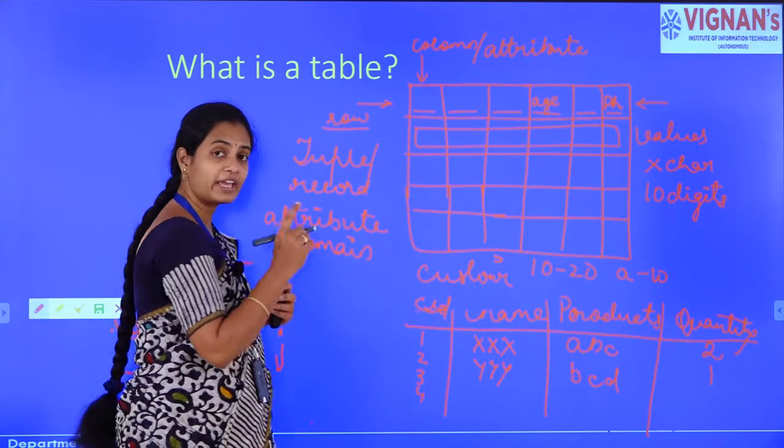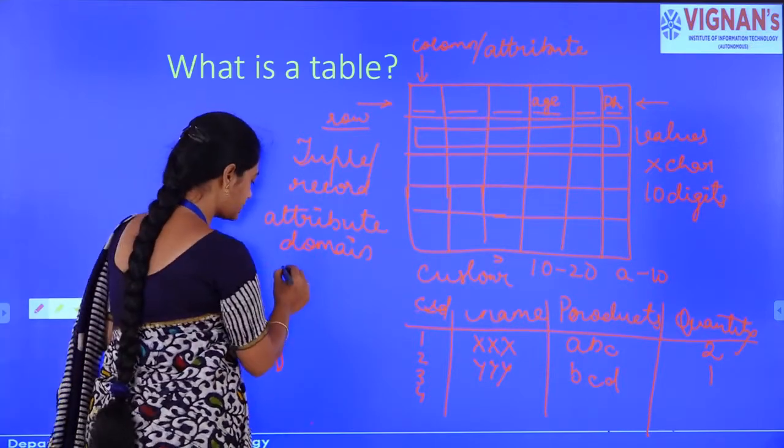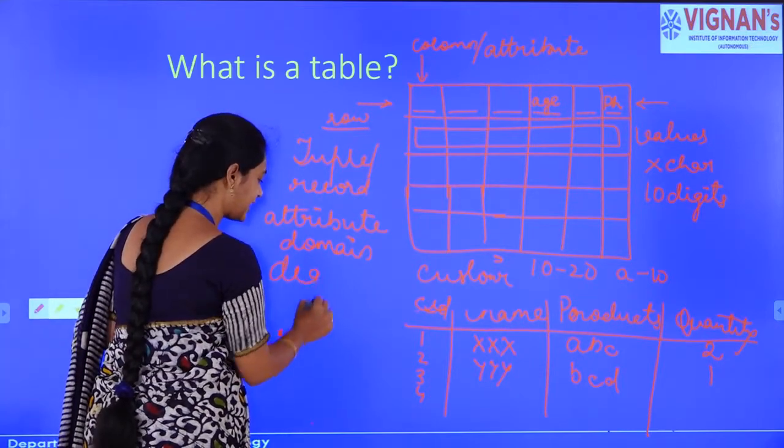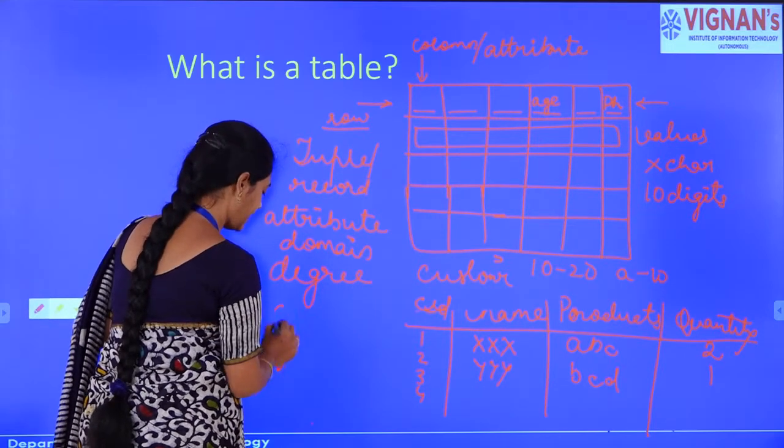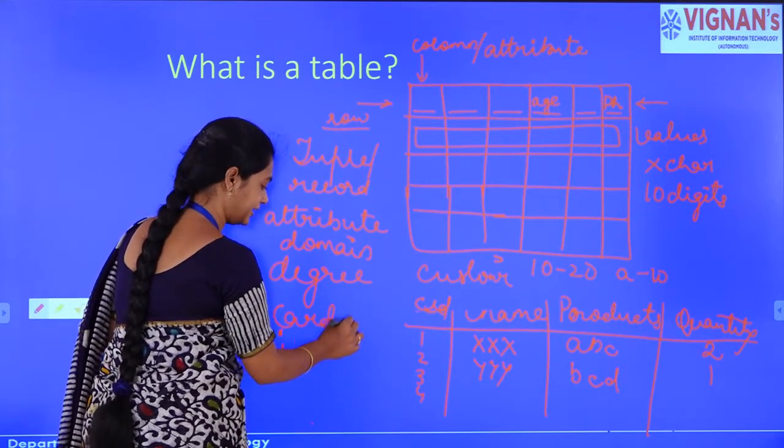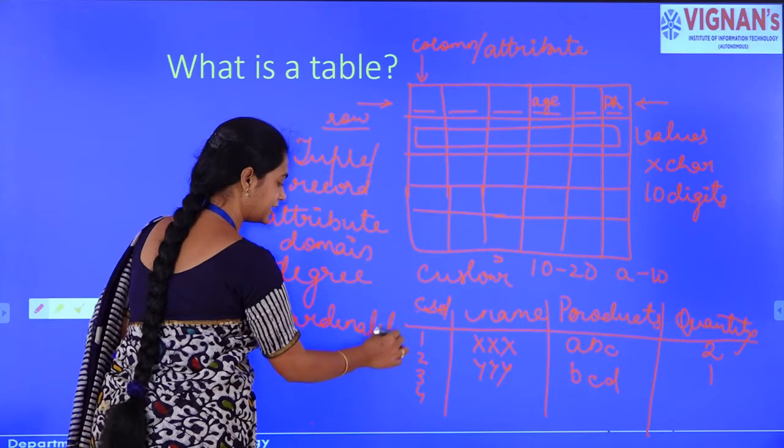Now, we have two more terms called degree and cardinality. So, what is degree here?